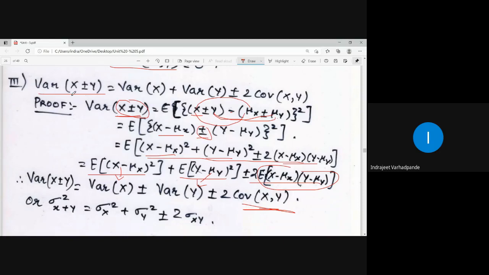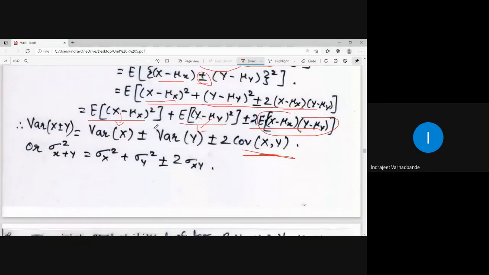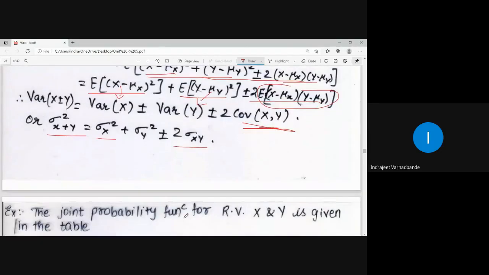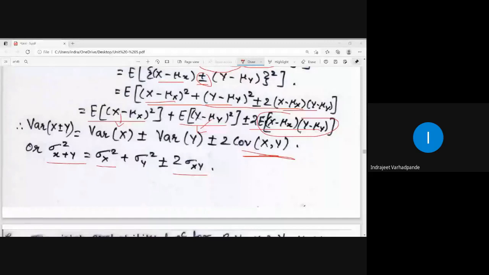So var of x plus minus y is var x plus var y plus minus 2 times covariance of xy, or symbolically, if we have to write, sigma square of x plus y is equal to sigma x square plus sigma y square plus minus 2 times sigma xy. So this was all regarding the statement of the theorems as well as the variance.